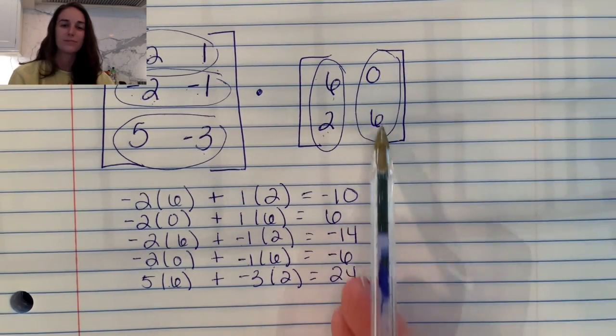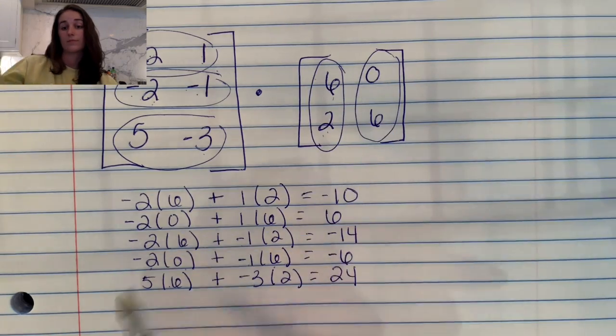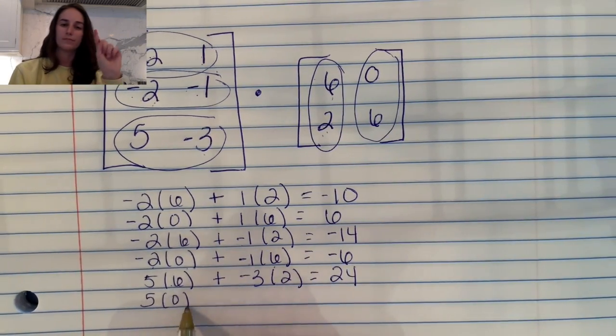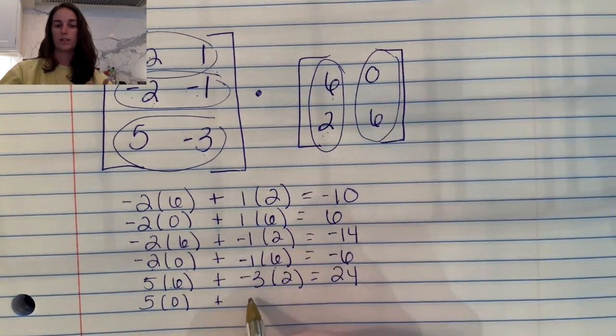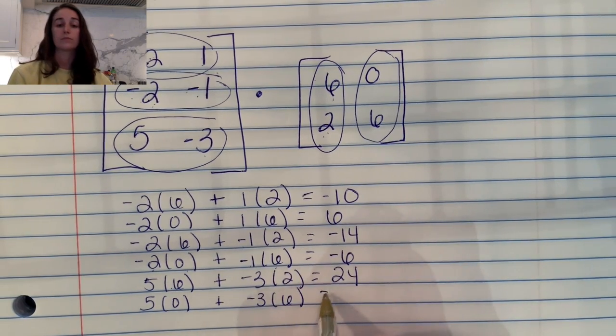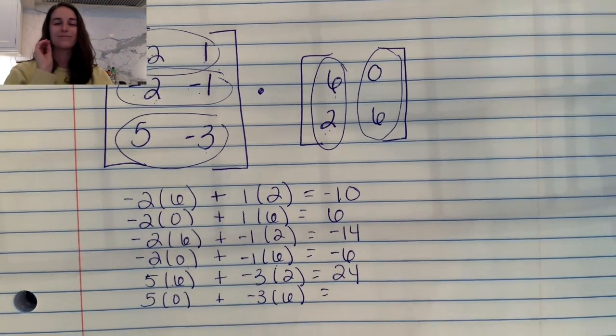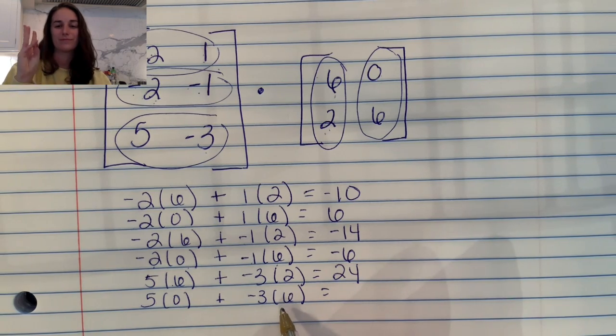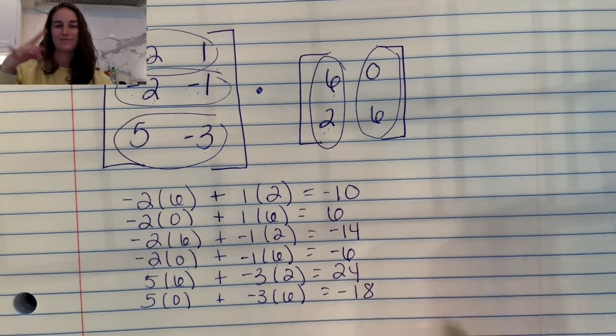Now we're moving over to our second column. Our first number times our first, and our second times our second. 5 times 0 is 0. -3 times 6 is -18.